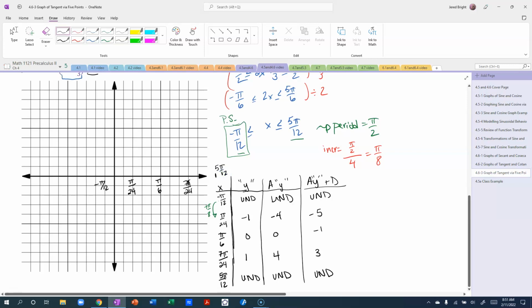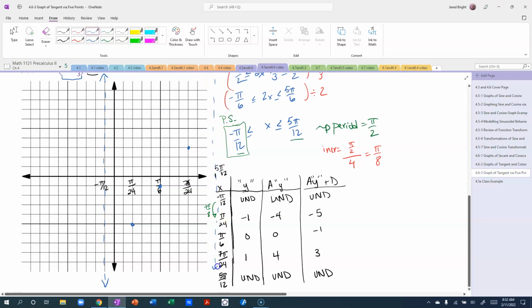So now to graph these, I'm just going to plot the points. I have negative pi over 12, which is undefined, so I'm just going to put a vertical asymptote here, something like this. Okay, so there's my vertical asymptote. Pi over 24, -5. So 1, 2, 3, 4, 5 right there. Pi over 6, -1. 7 pi over 24, comma 3. 1, 2, 3. And then out here I'd have another vertical asymptote.